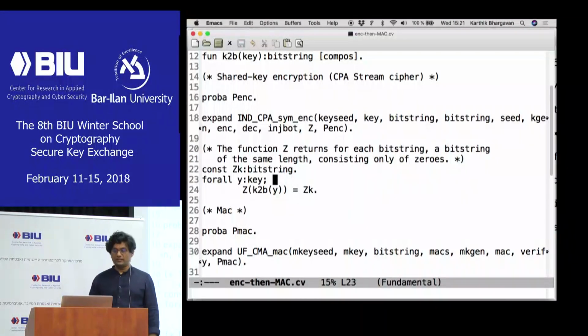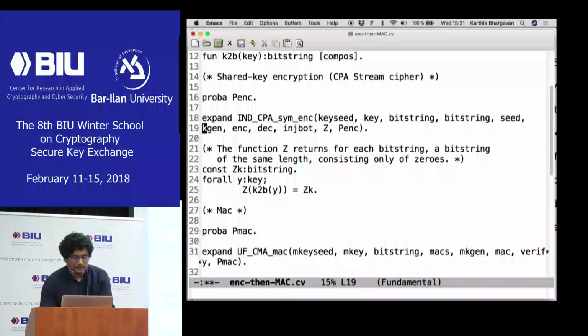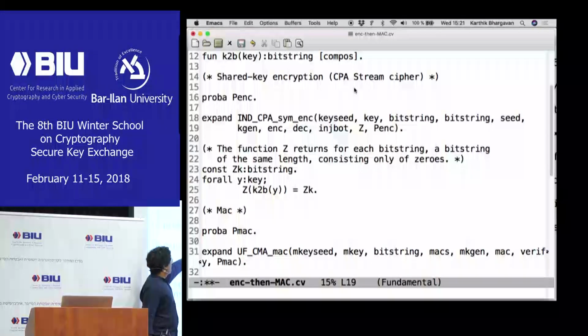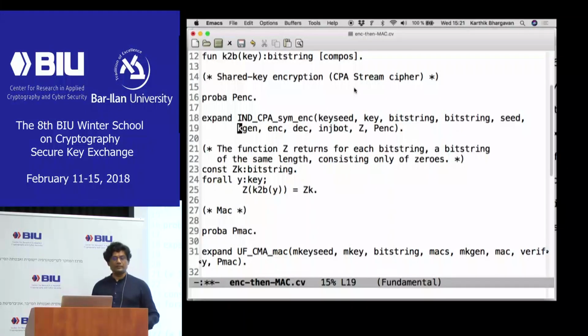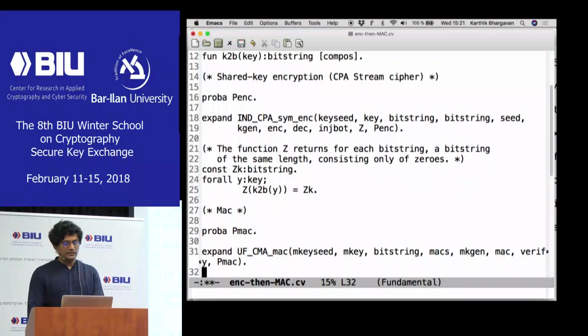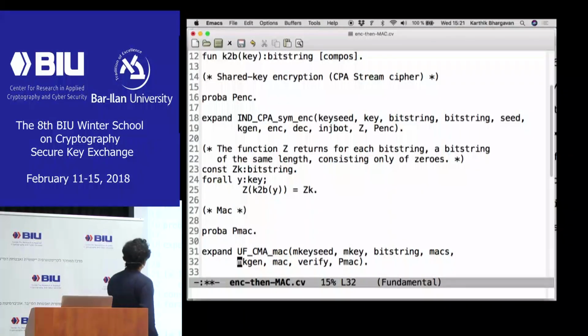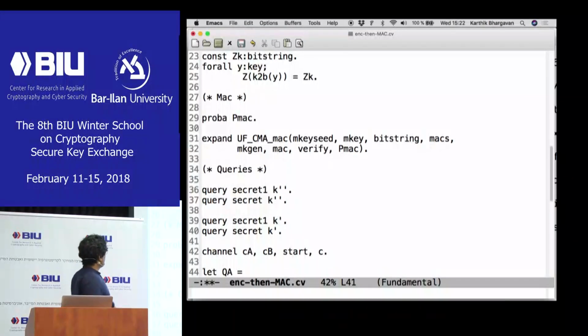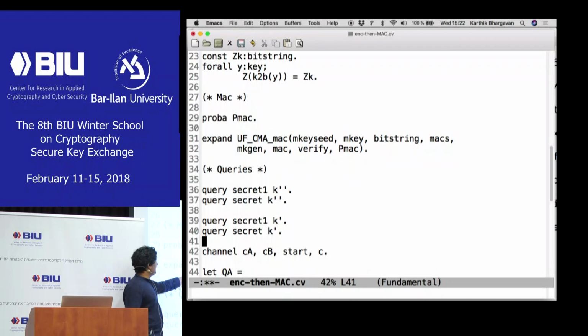The keygen function is, let me put it here. So importantly, there are these three functions, keygen, enc, and dec, which together satisfy INCPA, which is in the CryptoVerif library. We define some notion of zeros of a particular length, which is called ZK. Then we define for UFCMA, there is a triple of functions again, which is, where is it? Down there, hang on. We say that there's a triple of functions, mkgen, mac, and verify, that together satisfy the UFCMA assumption.